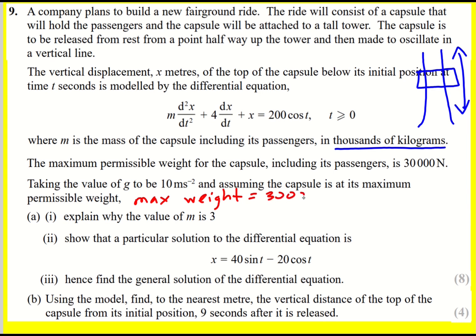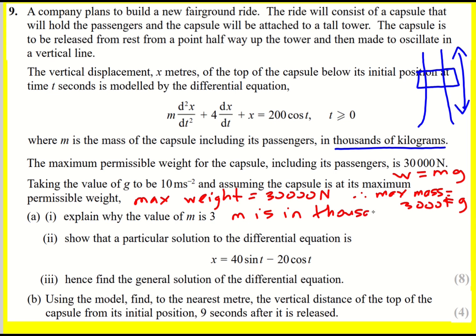equals 30,000 newtons. Therefore, the max mass is going to equal 3,000 kilograms. I'm just dividing through by gravity here, because weight equals mg. And then m is in thousands of kilograms. So m equals 3. That's what we need to do here.